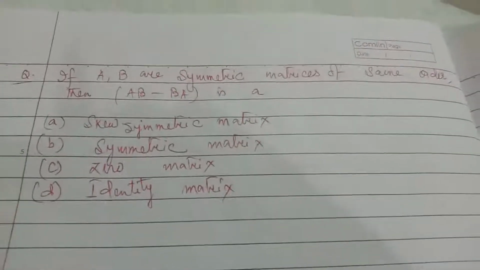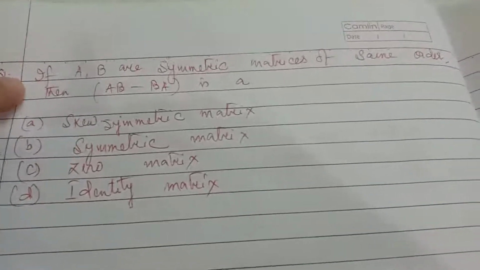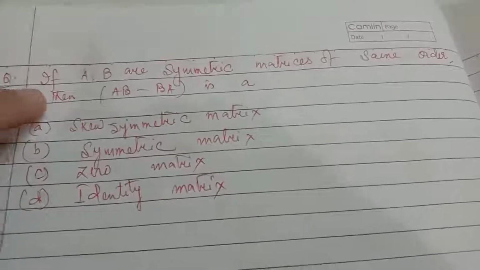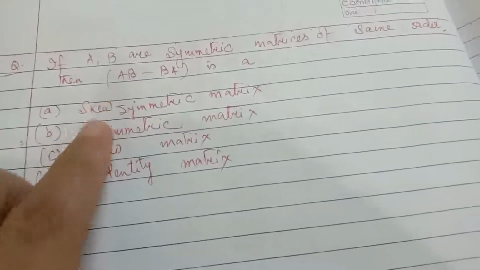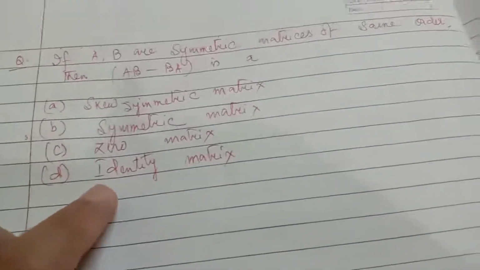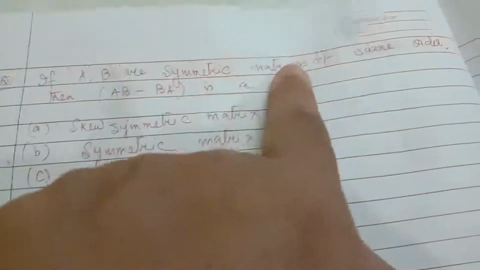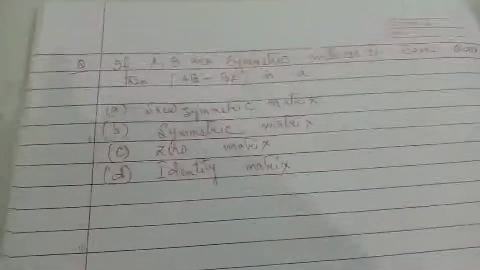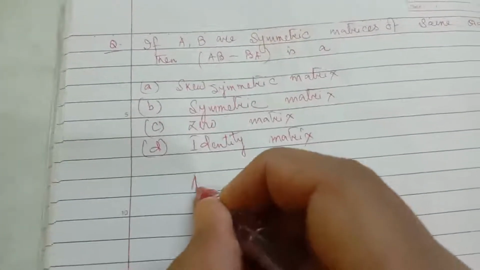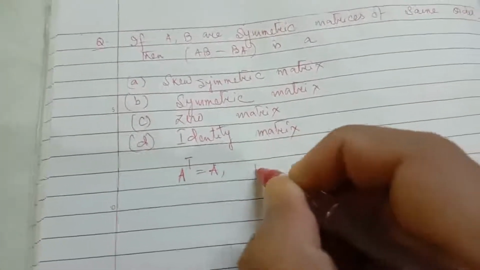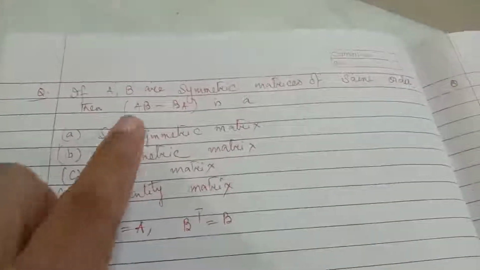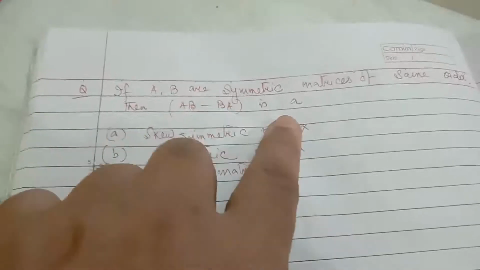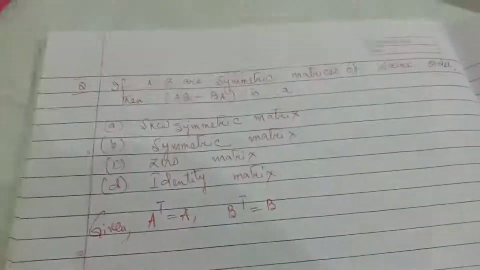Another question from NCERT book. If A and B are symmetric matrices of same order, then AB minus BA is a, we have to find whether AB minus BA is a skew symmetric matrix, zero matrix, identity matrix. Given A and B are symmetric matrices, so A transpose is equal to A and B transpose is equal to B, given. Next, we have to check whether AB minus BA is a symmetric matrix, skew symmetric matrix, or these two matrices.